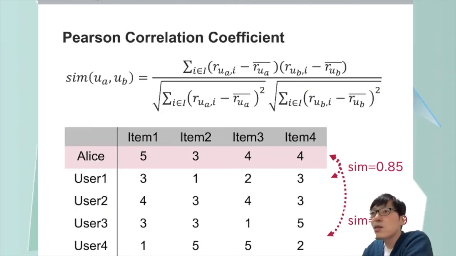For example, the similarity between Alice and user 1 is 0.85. This value is very high. The value indicates user 1 is very similar to Alice. On the other hand, the similarity between Alice and user 4 is minus 0.79. This value is very low. This information indicates that user 4 is not similar to Alice.